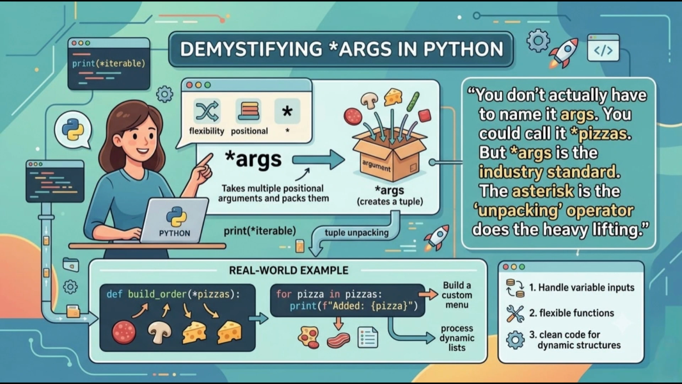You don't actually have to name it args. You could call it *pizzas. But *args is the industry standard. The asterisk is the unpacking operator that does the heavy lifting.